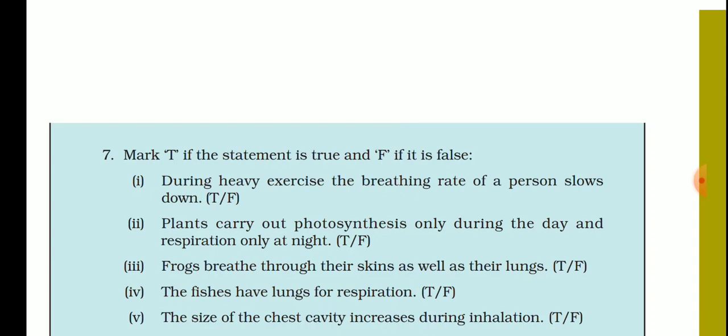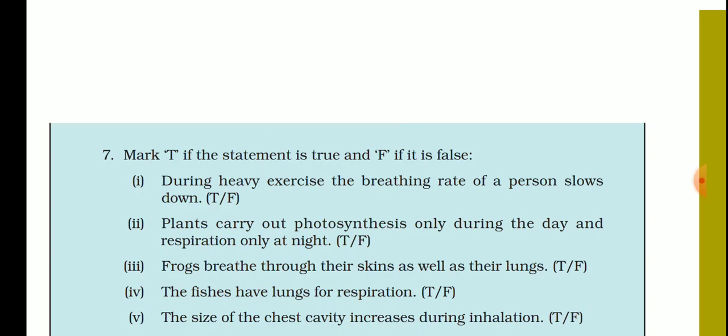Second, plants carry out photosynthesis only during the day and respiration only at the night. It is also false. Third, frogs breathe through their skins as well as their lungs. True. When they are on land they breathe with the help of lungs, and when they are in water they breathe with the help of moist skin.